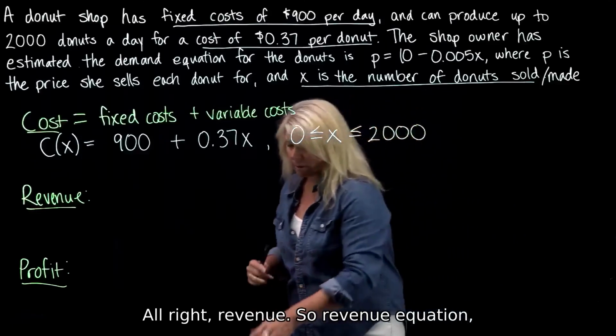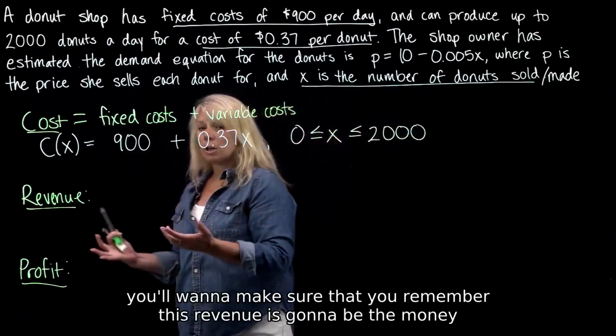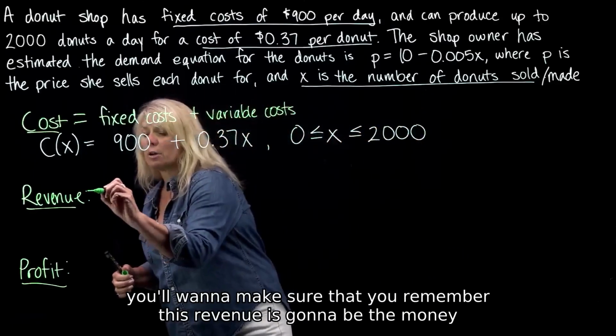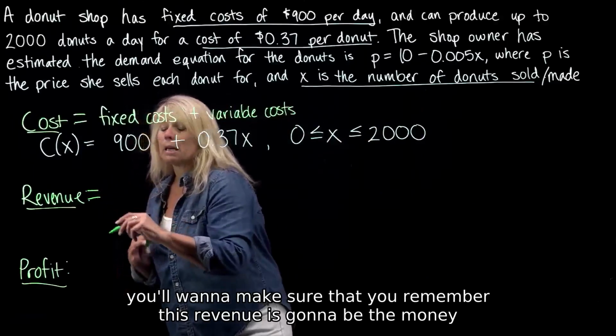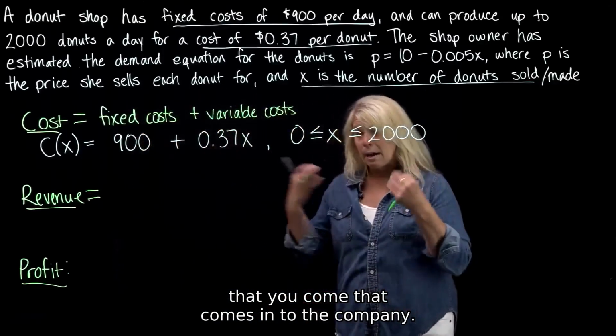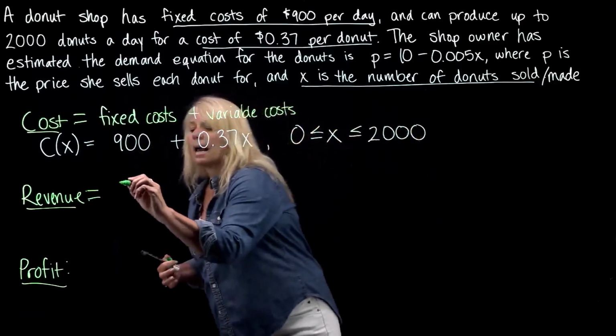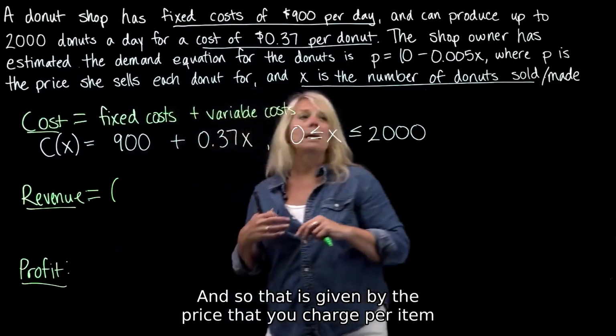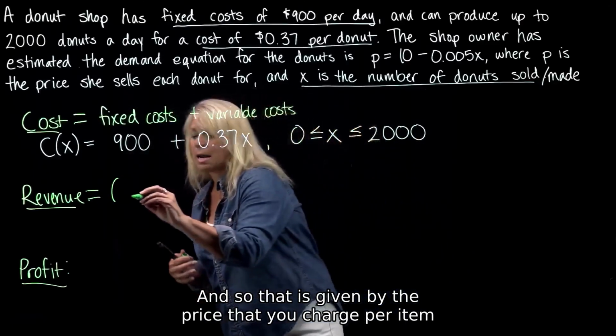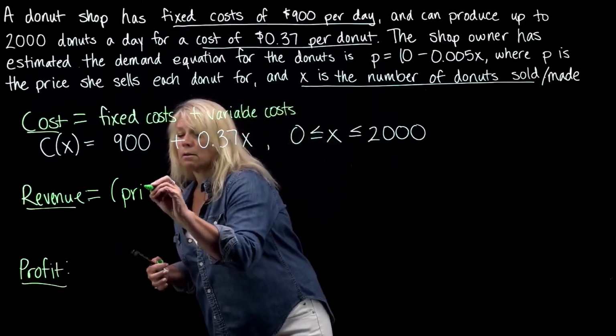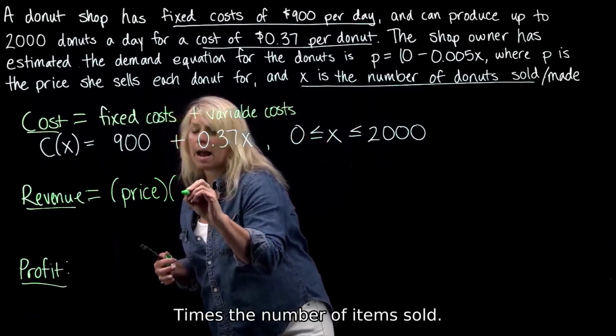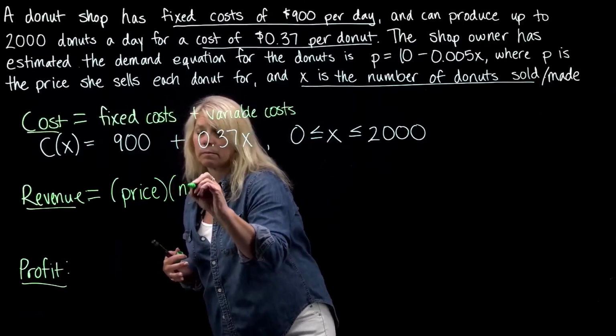All right, revenue. So revenue equation, you'll want to make sure that you remember this. Revenue is going to be the money that comes in to the company, and so that is given by the price that you charge per item times the number of items sold.